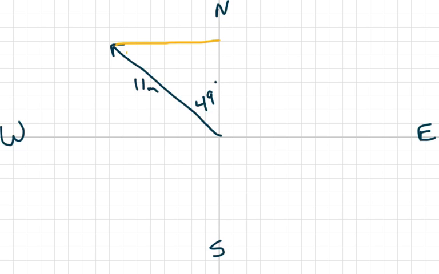If I do it this way, I'm going to get sine of theta, or in this case 49, is opposite. And when you go opposite here, you're going to get the x. That can be confusing. So that'd be x over 11. You're going to get the x with the sine, and we're used to getting the y, the vertical, with the sine.